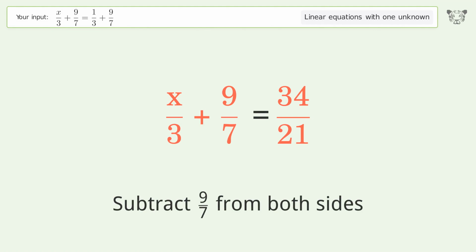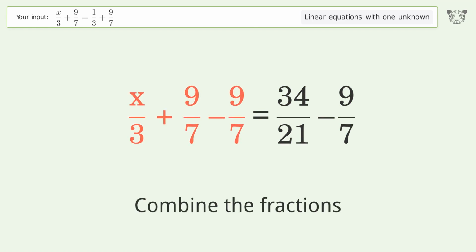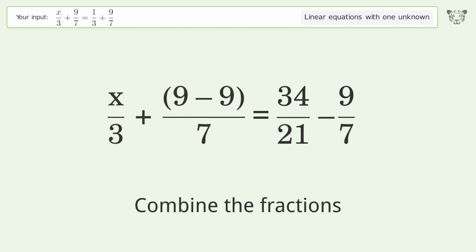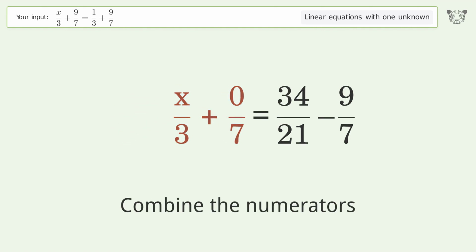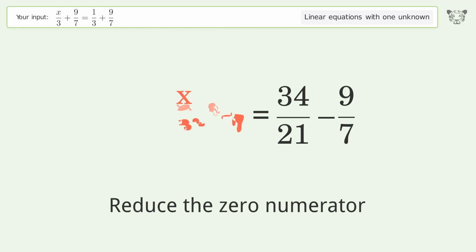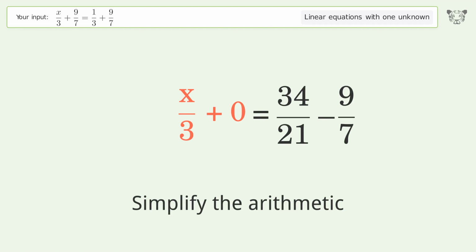Subtract 9/7 from both sides. Combine the fractions. Combine the numerators. Reduce the zero numerator. Simplify the arithmetic.